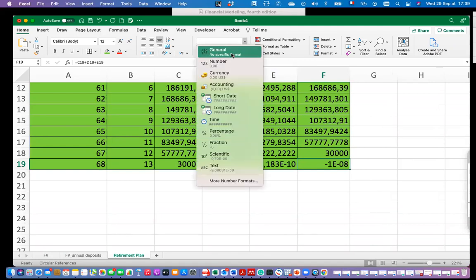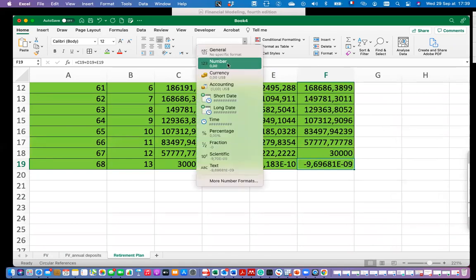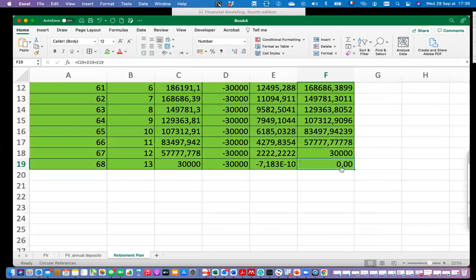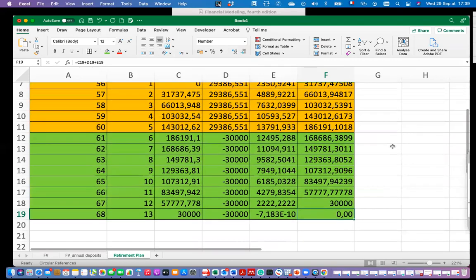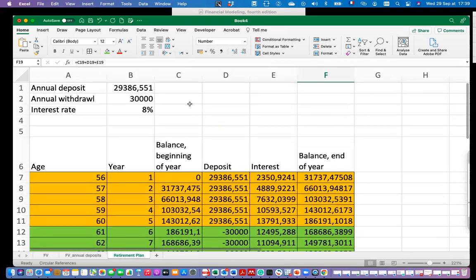I'll make it general or number here. See, I have 0. So this is the right answer, or the right annual deposit you have to make to ensure that you will have a good retirement without leaving extra money in your balance.